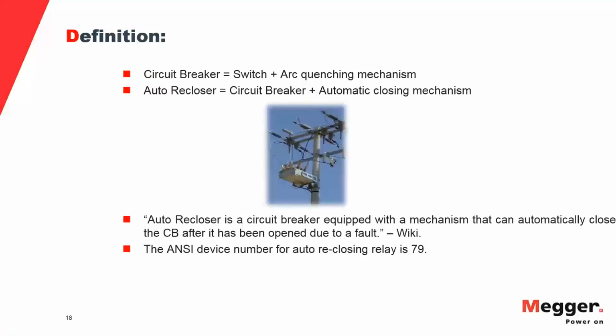So the auto recloser can be defined as a circuit breaker with an automatic closing mechanism, or like Wikipedia defines it, a circuit breaker equipped with a mechanism that can automatically close the circuit breaker after it has been opened due to a fault. The ANSI device number for the auto reclosing relay is 79. Those who have had contact with this, whenever you see the 79 function on a relay, that relay has the capability of performing reclosing operations.